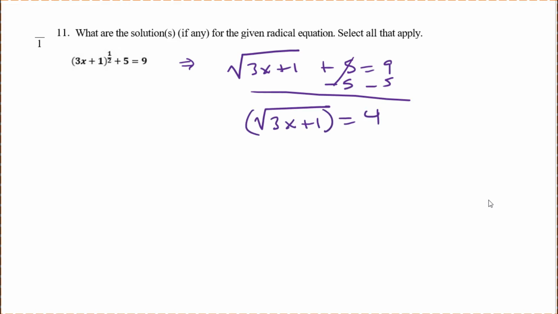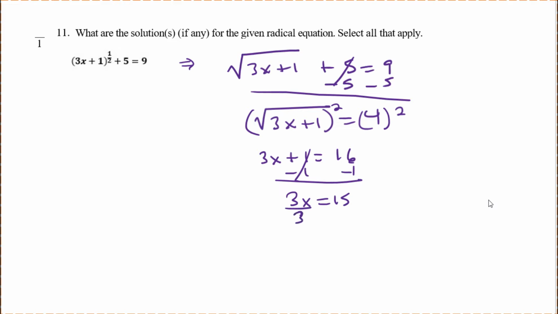So now we're going to square both sides. Subtract 1 on both sides. Then divide by 3 on both sides. All right, and that's your solution. X equals 5.